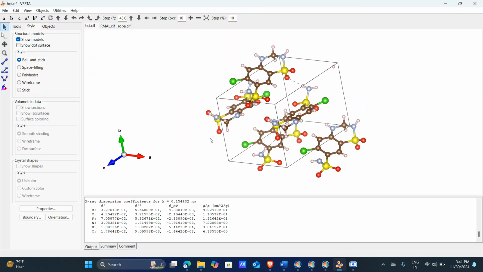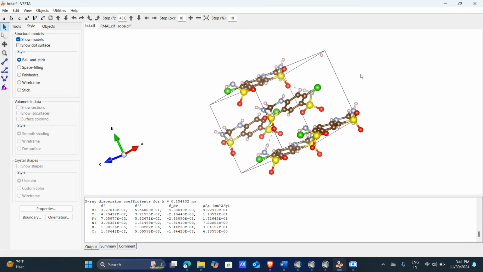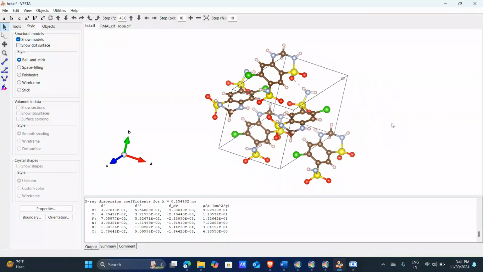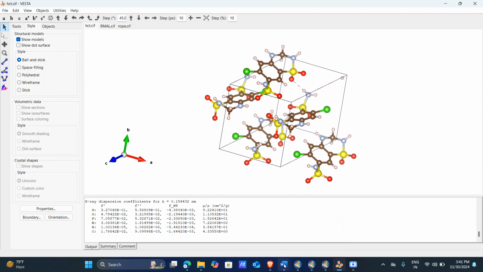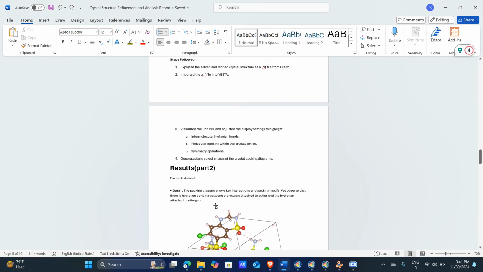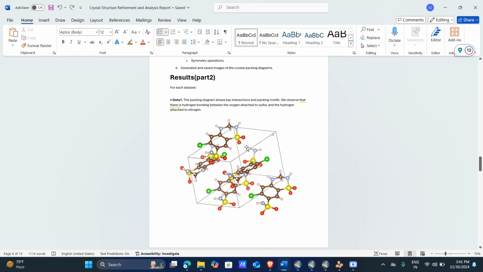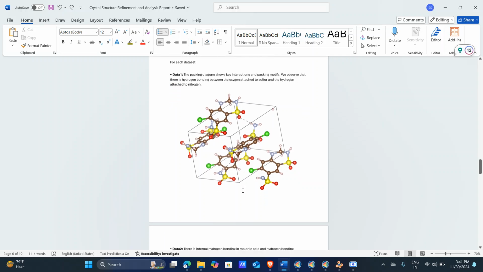So let me first do the hydrochlorothiazide. This is the crystal packing diagram we are getting from it. We observed there is a hydrogen bonding between the oxygen attached to sulfur and the hydrogen attached to nitrogen. So basically, there is hydrogen bonding between the hydrogen attached to nitrogen and the oxygen attached to sulfur. You can see this clearly.